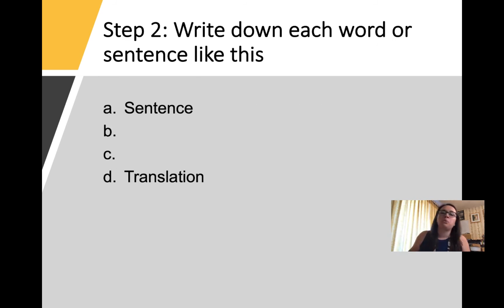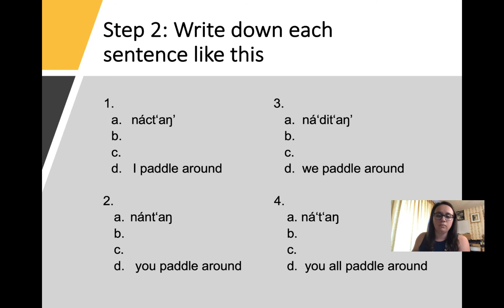Step 2, write down each word or sentence like this. So I'm going to have sentence A, B, C, D, and translation. I've done that with the words that you see here, nash tang, all the way on down. I paddle around, you paddle around, we paddle around, you all paddle around. I also numbered these just to keep track of them.